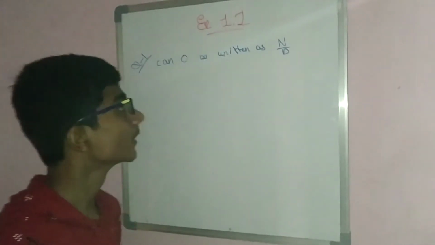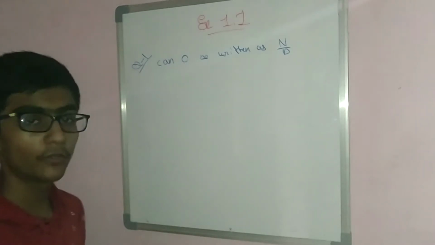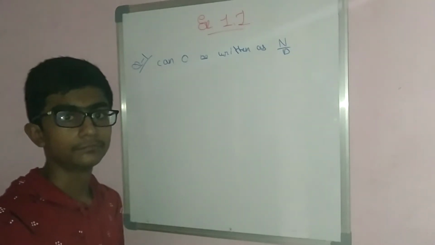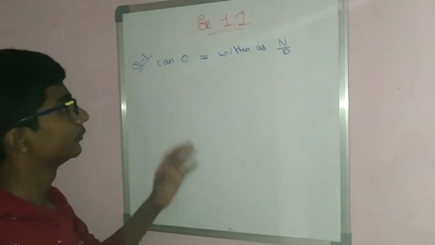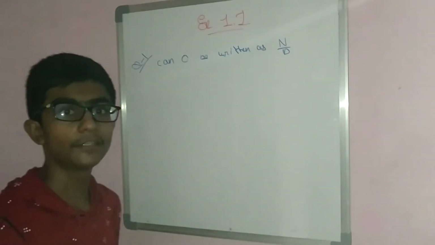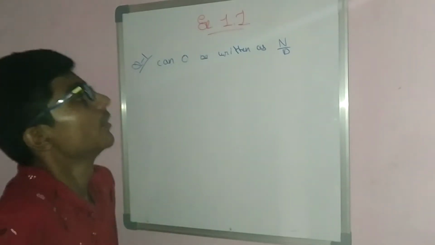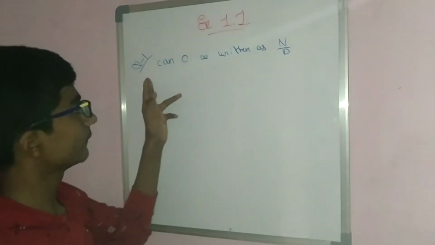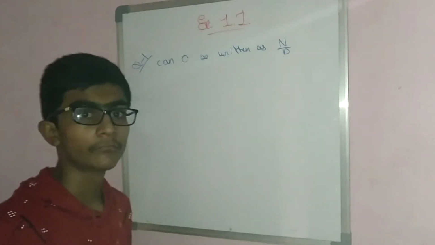In the first part of my video of lesson number 1, number system, I introduced all the types of numbers and told you some rules. So in this part we are going to continue number system with exercise 1.1. The first question of exercise 1.1 is, can 0 be written as n upon d?